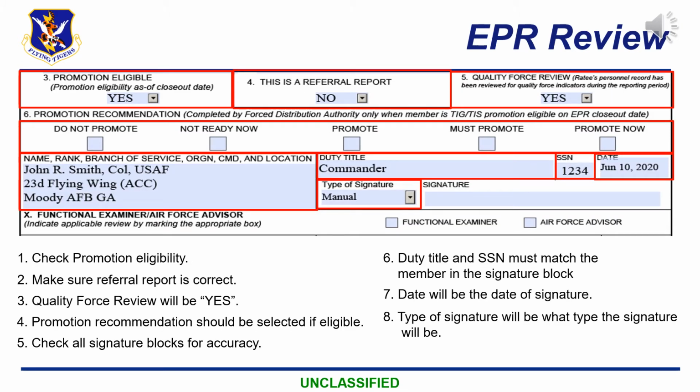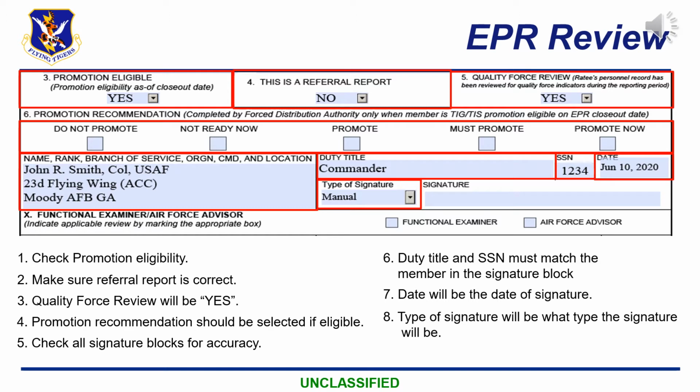Lastly, on the review, you get down to the part where you have your additional raters. In this area, you need to look to make sure that the member is promotion eligible. If you don't know, you can always contact the first sergeant or CSS, and we'll gladly help you out with that part. You need to also state if it's a referral or not. You should know if this is going to be a referral, but if you don't, please don't hesitate to contact CSS. Quality force review will always be a yes.